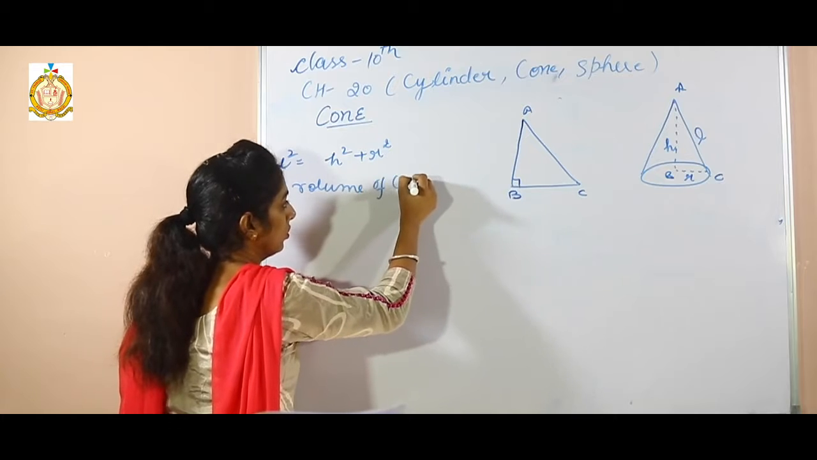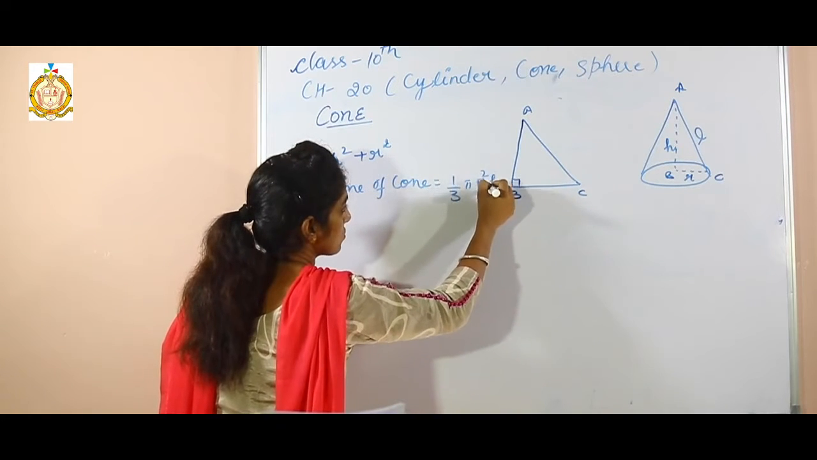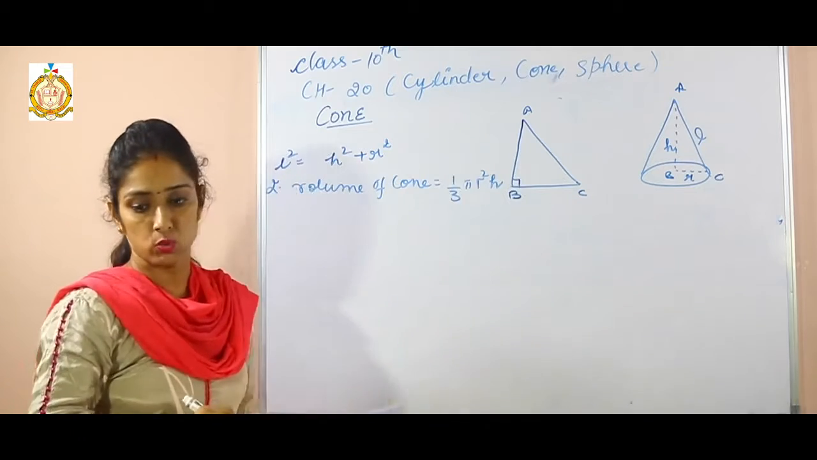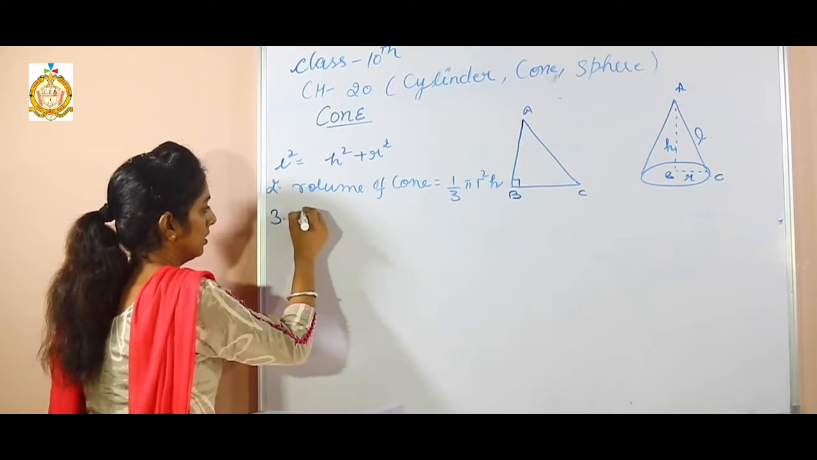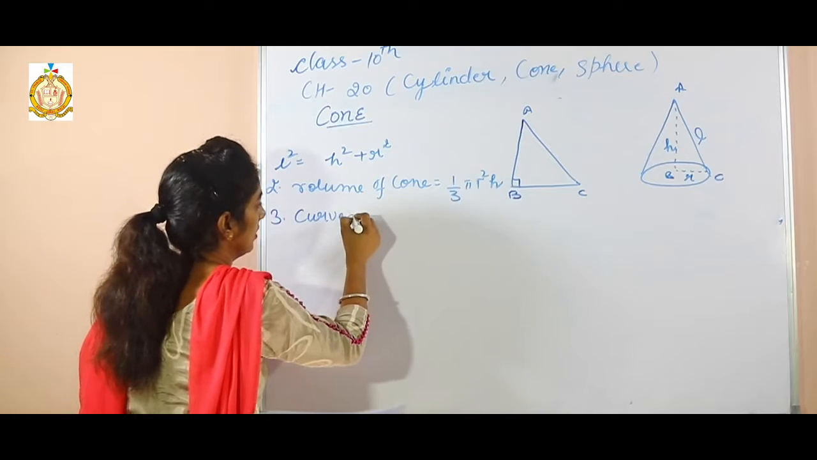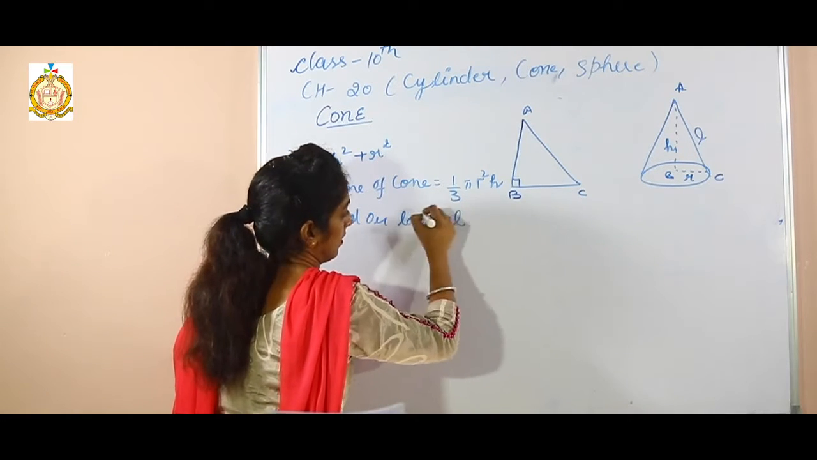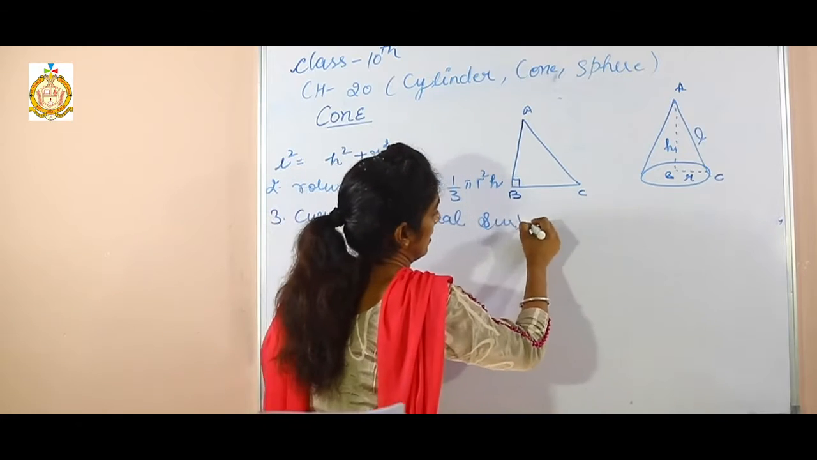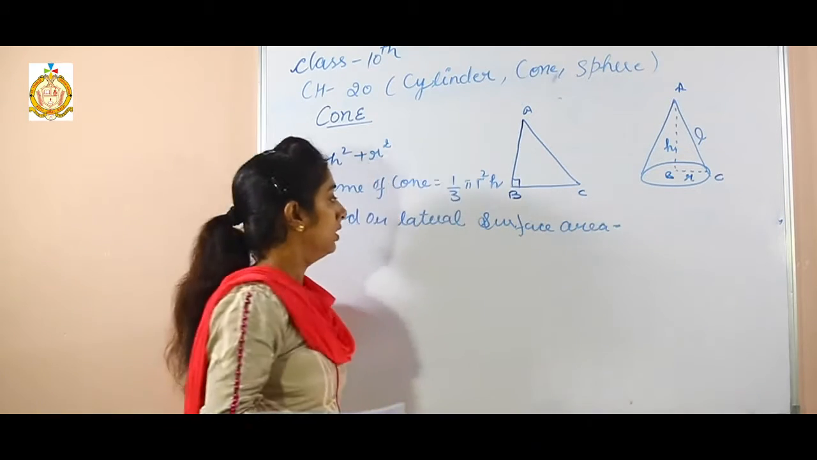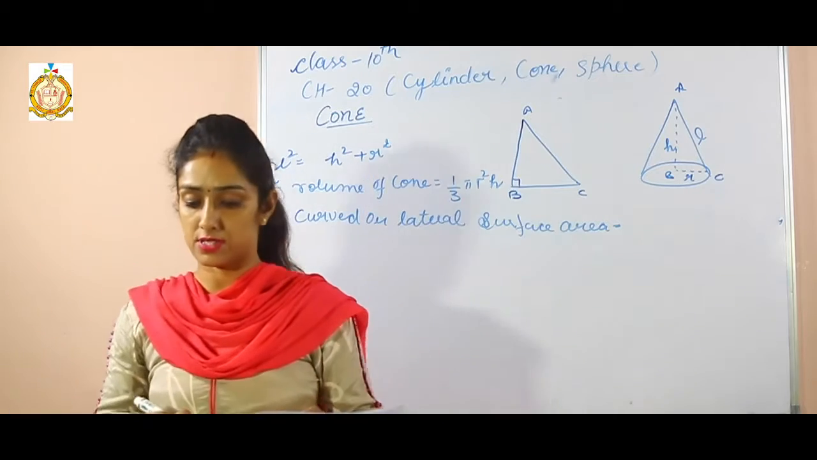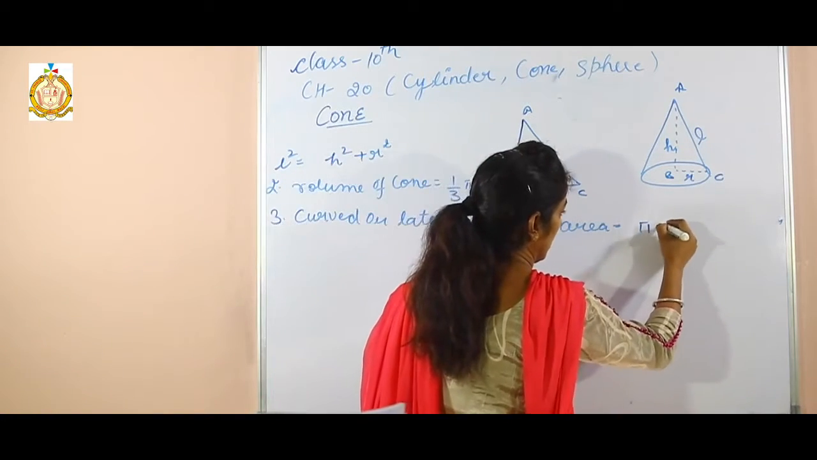Volume of a cone is 1 by 3 pi R square H. Now, curved or lateral surface area, that is pi R L.